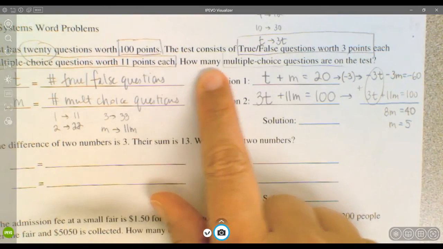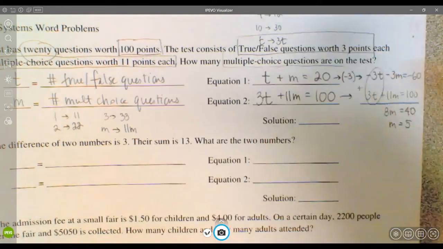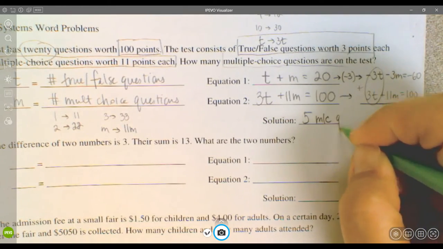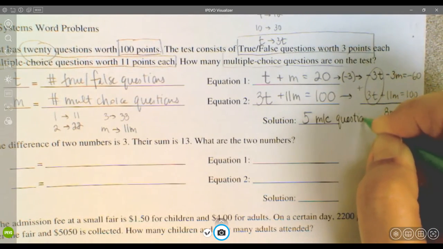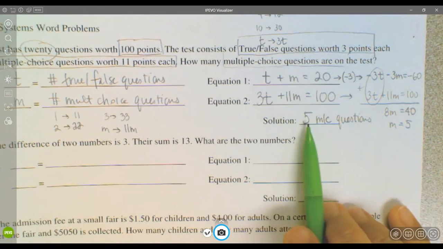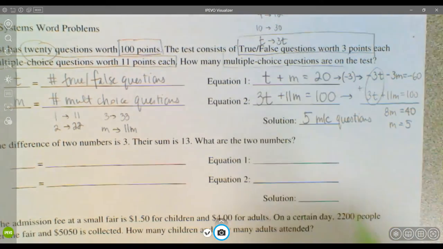Look what it asked me. How many multiple choice questions are on the test? 5 multiple choice questions. Oh, wow, that worked out nicely. Okay, there it is. And then you want to check it. If there are 5 multiple choices, then there are 15 true falses.